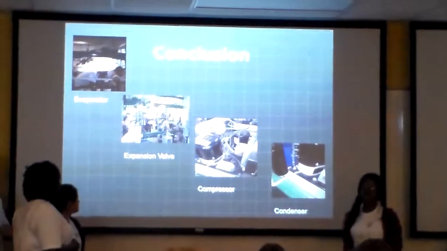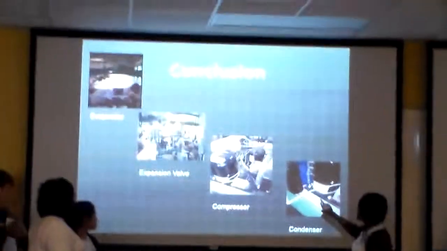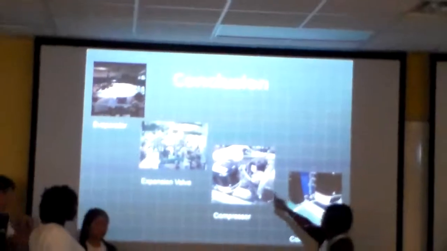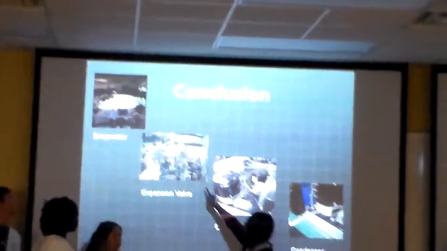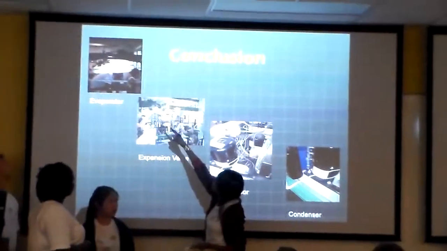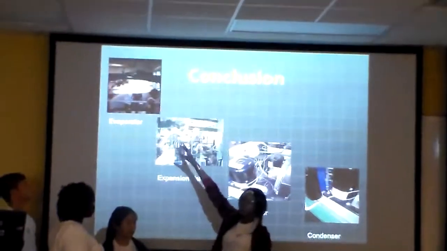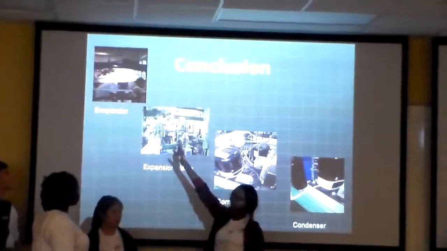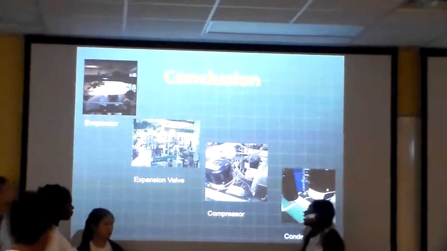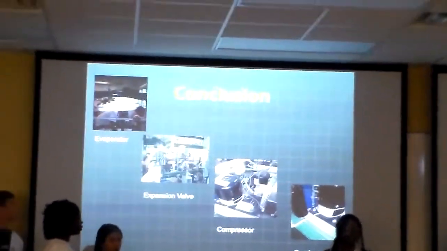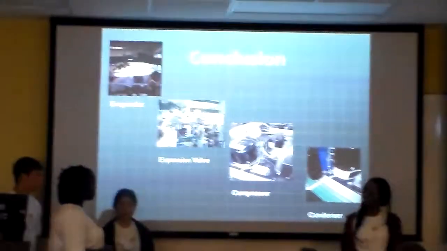Okay, these are the main components of the refrigerator. This is the condenser, this is the compressor, this is the expansion valve, and the final part is the evaporator. That's the part that makes your refrigerator cold. So without the evaporator, you can't have a cold refrigerator, and it won't be a refrigerator.